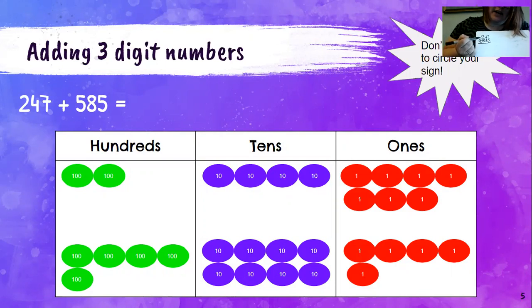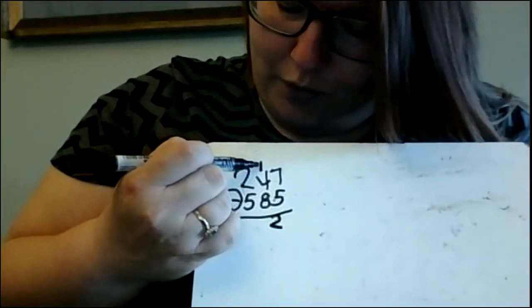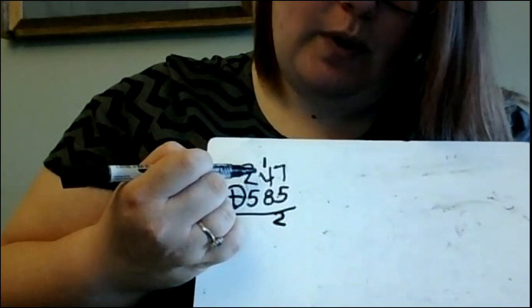So I know I always start in which place? The hundreds, the tens, or the ones? Right, the ones. So I have 7 ones plus 5 ones equals what? Right, 12. I'm going to have to bundle. I'm going to leave my 2 here, and I'm going to bundle my 10 up there. In fact, I think it might just be easier for you to see it like this.